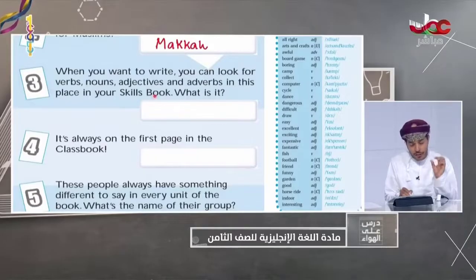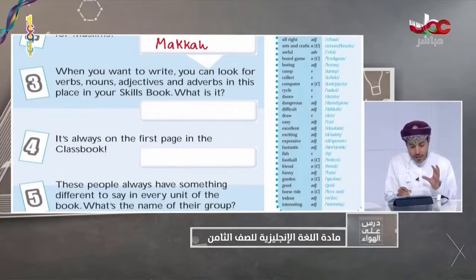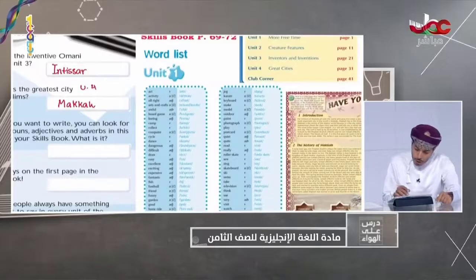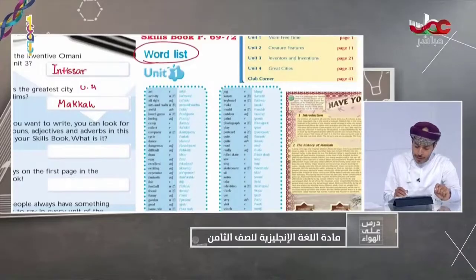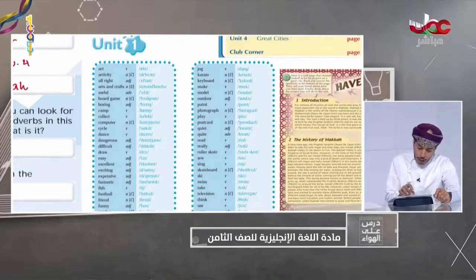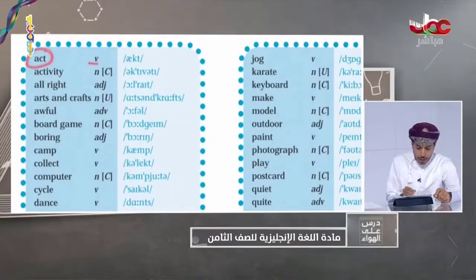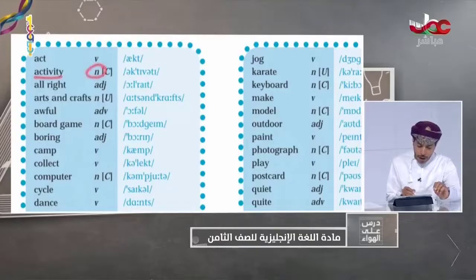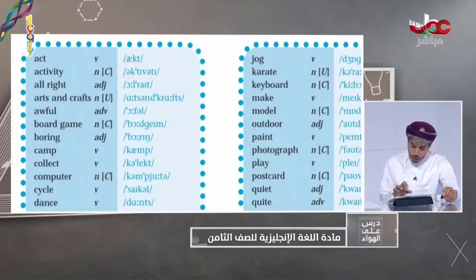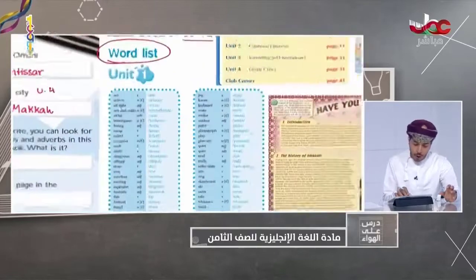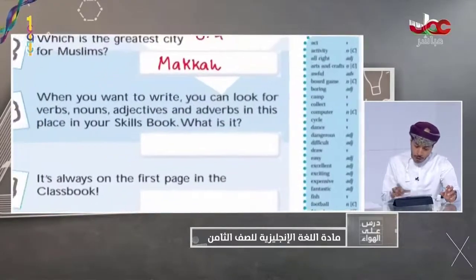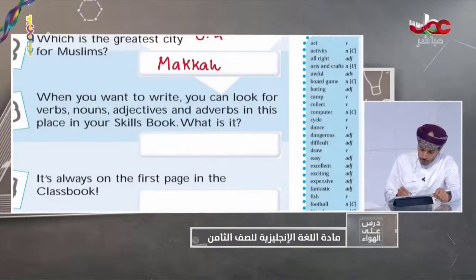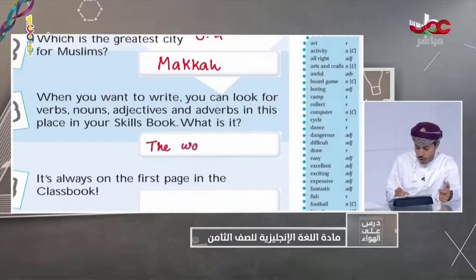So look at your skills book. There is a section which includes verbs, nouns, adjectives, and adverbs. What is it? Can you think about it? It is, of course, the word list. You can find the word list from pages 69 to 72. And as you can see, we have act, it is a verb, and the correct pronunciation for this one. We have activity, the noun, and the pronunciation for it, okay? So these are the word list. A word list is the place where you can find verbs, nouns, adjectives, and adverbs. And we call this part of speech. Okay, guys? So here we can write the word list.